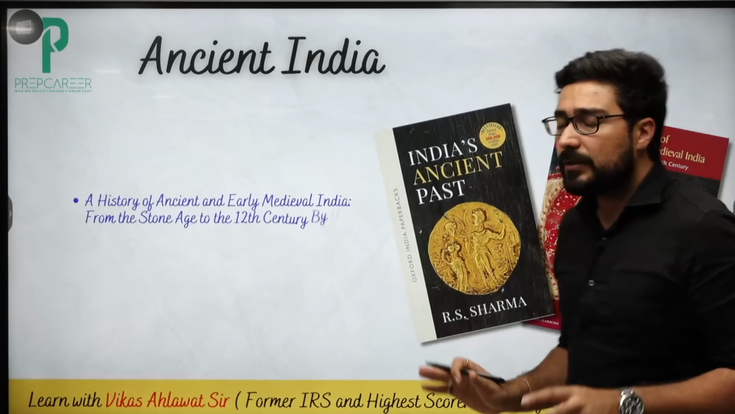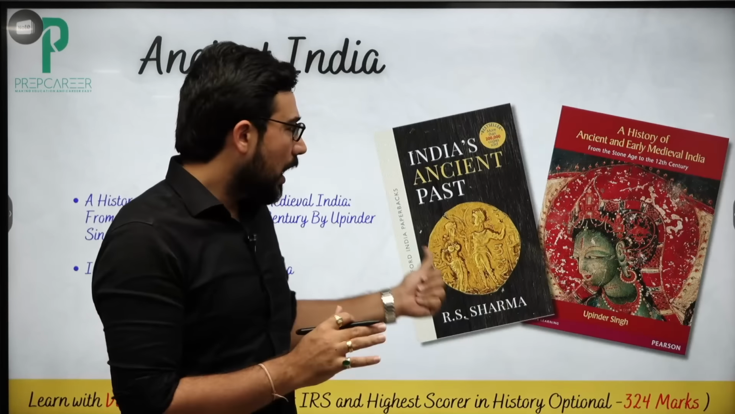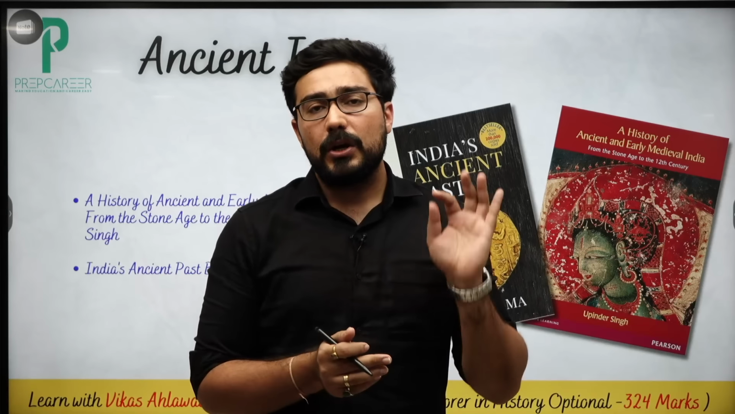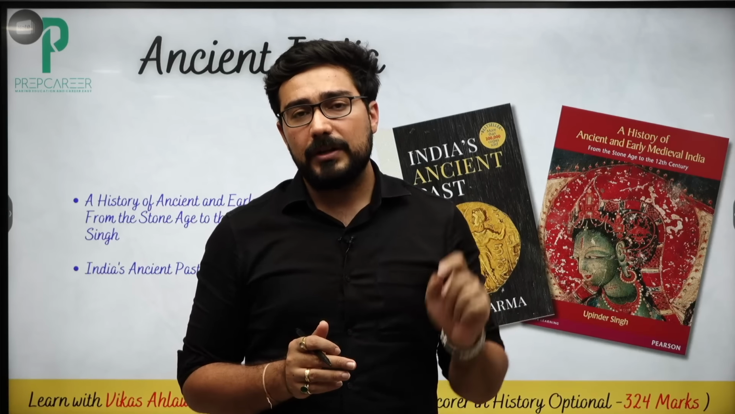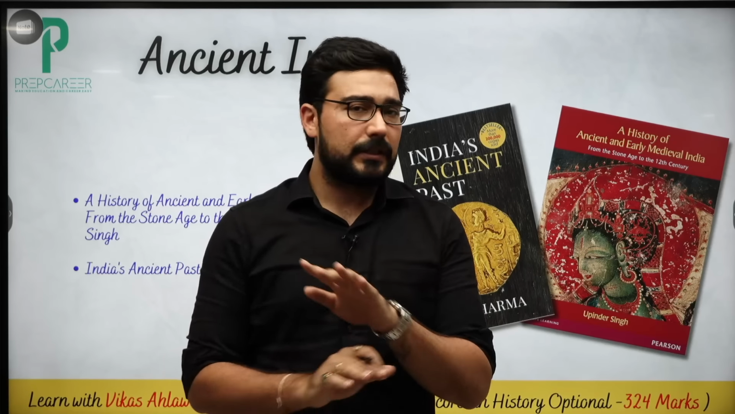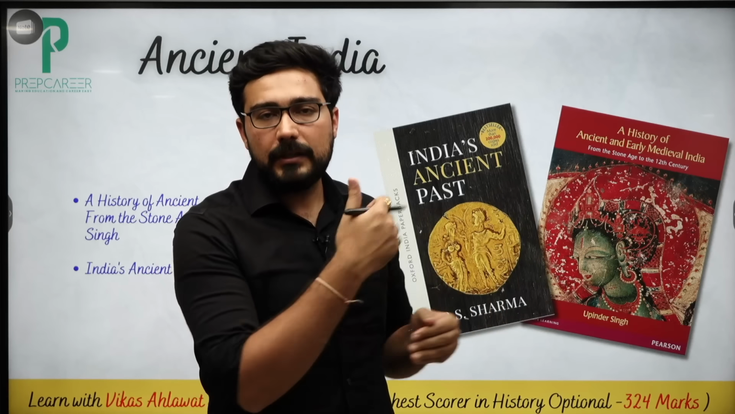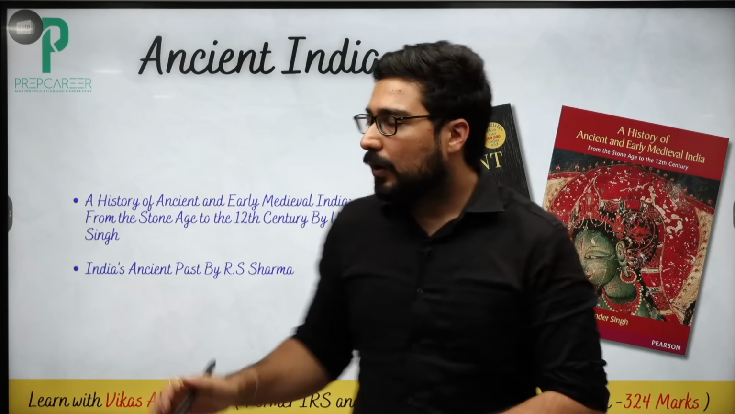For ancient India, there are only 2 books. Number 1, RS Sharma. The second is Upinder Singh. Just read these 2 books. Don't read any other book, Ranjan Chakrabarti, A.L. Basham, etc. There are so many books for ancient India. Limit yourself to these 2. We'll discuss in depth later on along with the indexes.